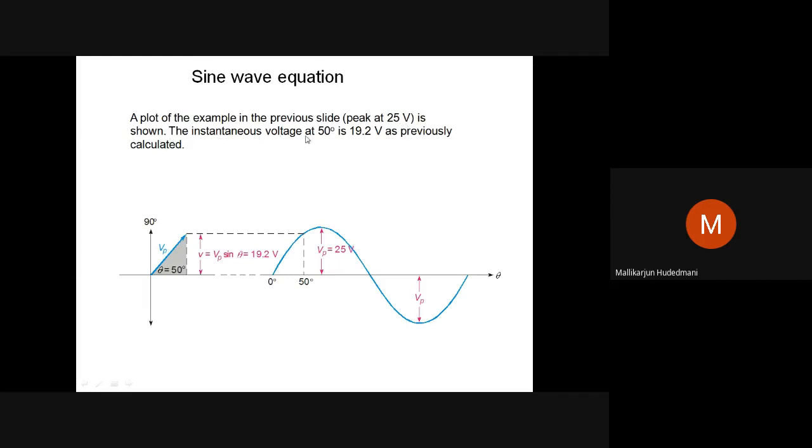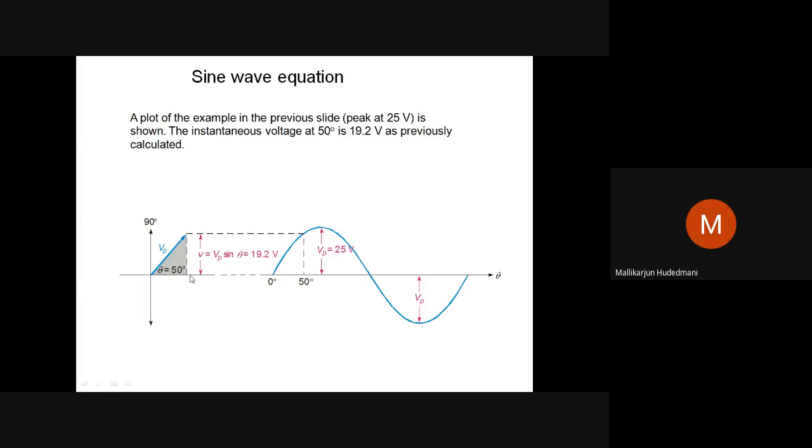If I want to know the instantaneous voltage at 50 degrees, I can read this value by scale if I have a graph. If I do not have a graph, then what should I do? I should have this wave represented by a vector.